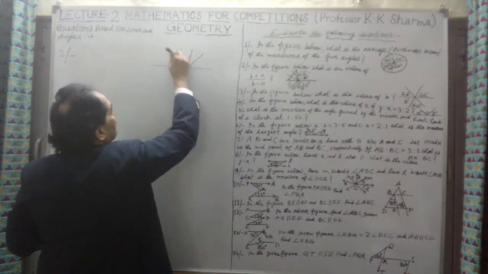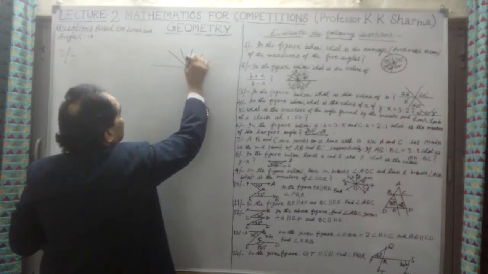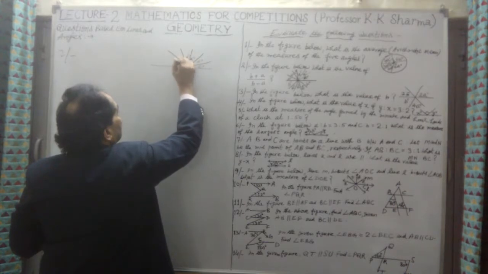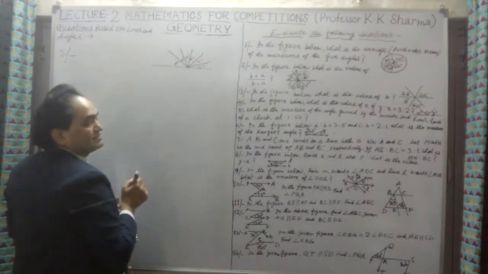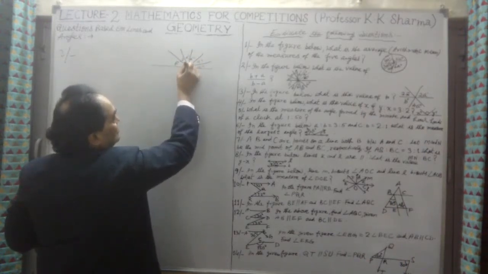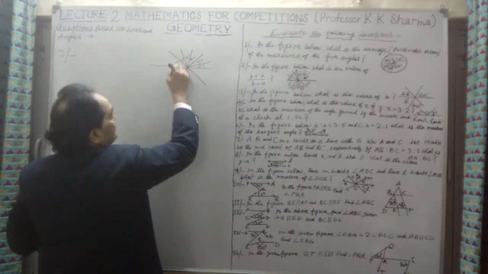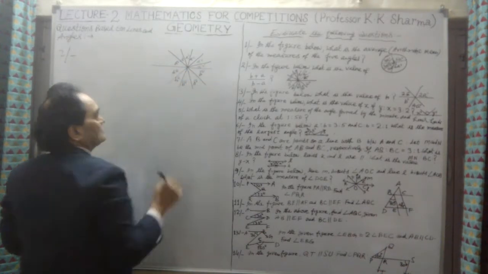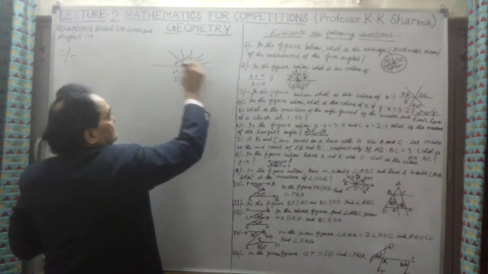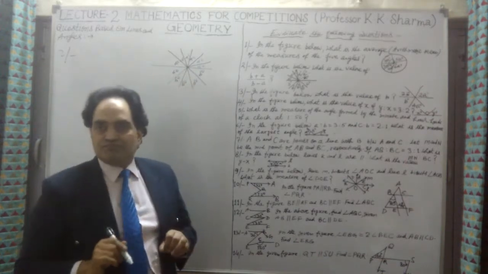This is a degree, a degree, a degree, a degree, a degree, and a degree. So total 6 a's are there: 1, 2, 3, 4, 5, 6. And then below there are 5 b's. This is b degree, b degree, b degree, b degree, and b degree. Now we know that this is a straight line, so the sum of the angles above is 180 degrees, and the sum of the angles below is also 180 degrees.